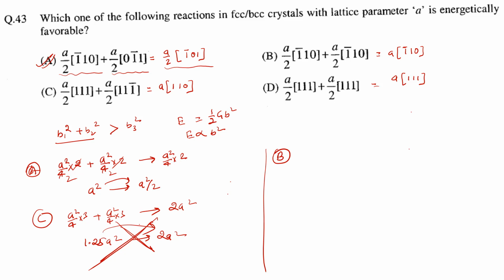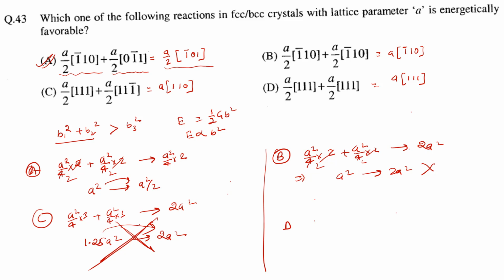Let us check for B. So a square by 4 into 2 plus a square by 4 into 2, it is changing to 2a square. So this implies a square is changing to 2a square. So this is also incorrect.